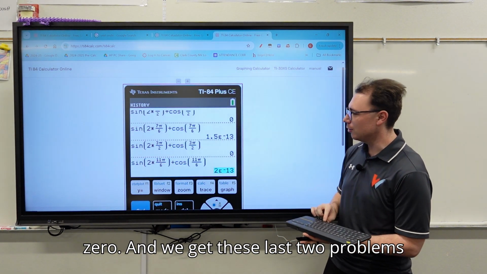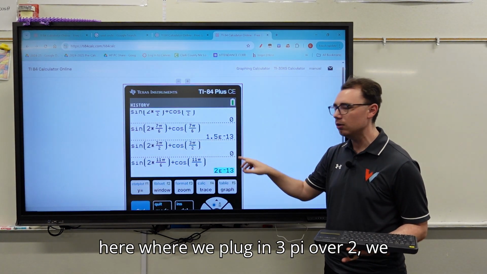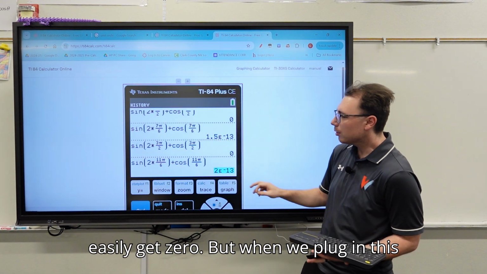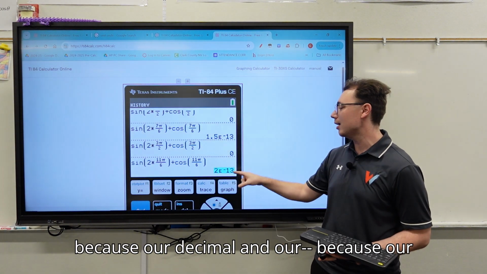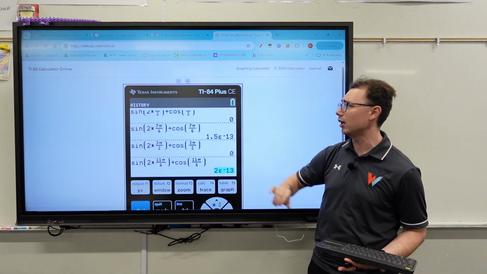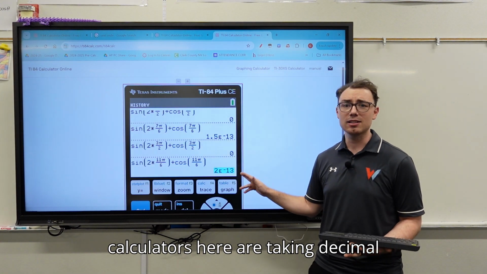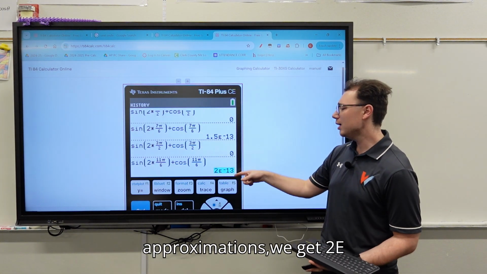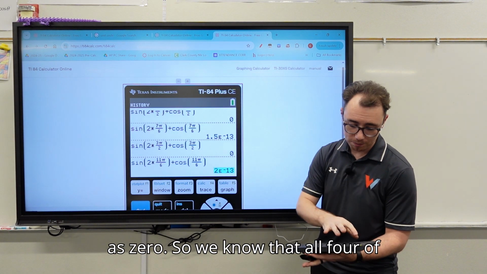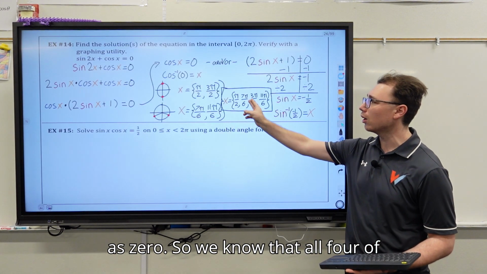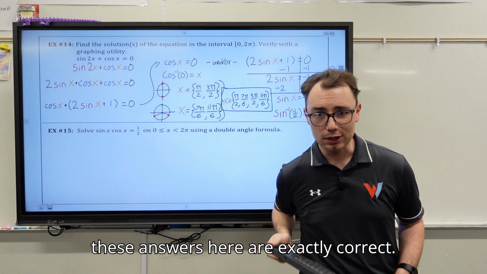And we get these last two problems here where we plug in 3 pi over 2, we easily get 0. But when we plug in this 11 pi over 6, we do get 0, but because our calculators are taking decimal approximations, we get 2e negative 13, so we would just write that as 0. So we know that all 4 of these answers here are exactly correct.